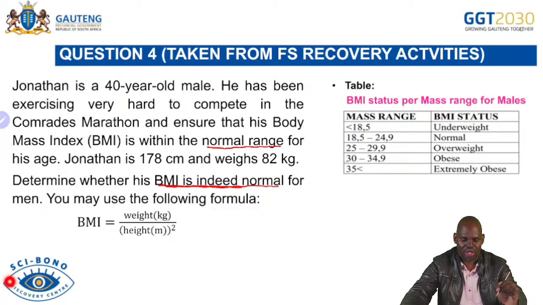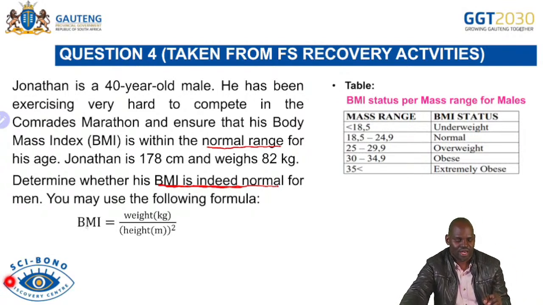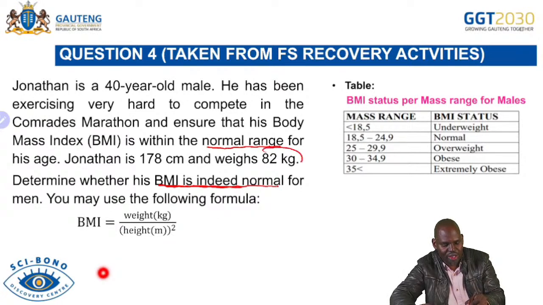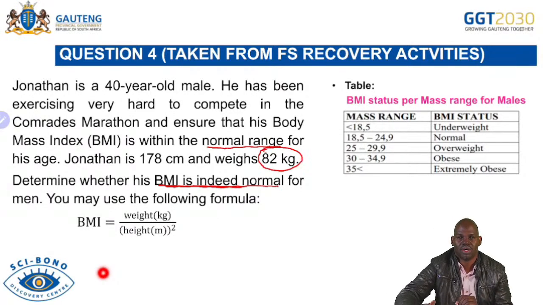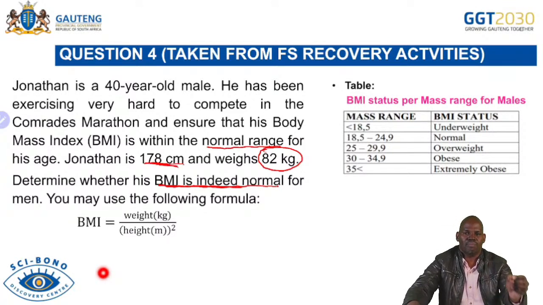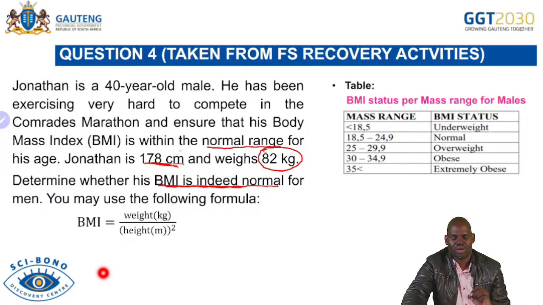Now we need to do the calculation. What is our BMI? The formula given is BMI equals weight in kilograms over height in meters, which must be squared. Let's check. Do we have the weight in kilograms? Yes, there's our weight in kilograms. Do we have the height in meters? There we've got the height, but the height is not in meters. So that's the problem. We can't substitute that value that is in centimeters, because the formula says it must be in meters.